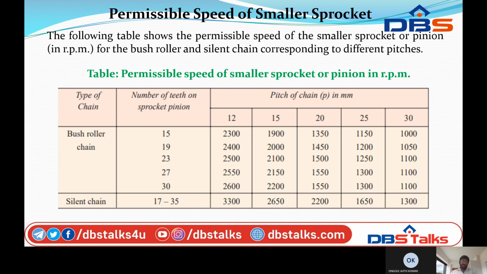So number of teeth in sprocket pinion is 15, 19, 23, 27, 30. Silent chain is 17 to 35. So pitch of the chains in RPM is 2300, 1900, 1315, 1115, 1000. So we can see the table. These are the permissible speeds of small sprockets or pinion in RPM. These tables are also all given in the data book, Jalaluddin data book.